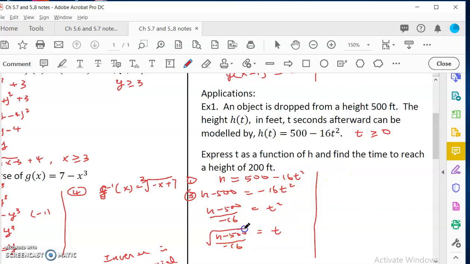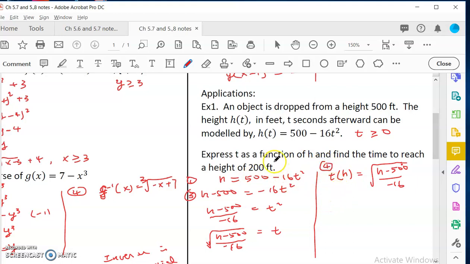And you can also see that h has to be greater than a number, right? So I would say t of h, this is the function, is the square root of h minus 500 divided by negative 16, and it's positive. So this is how we express it. So this is the fourth function.